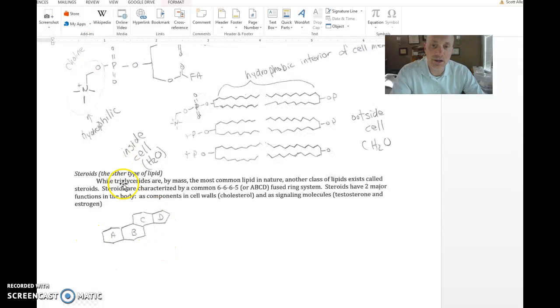The reason that steroids are considered lipids is that the thing that makes all lipids similar is that they tend not to like water, and they tend to be very soluble in more nonpolar things. If you take a look at the molecule, you'll notice there's lots of carbons and hydrogens, not a whole lot of polar bonds. So if you were to take cholesterol and try to mix it with water, you would notice that they don't mix that well. That's what makes it considered a lipid.